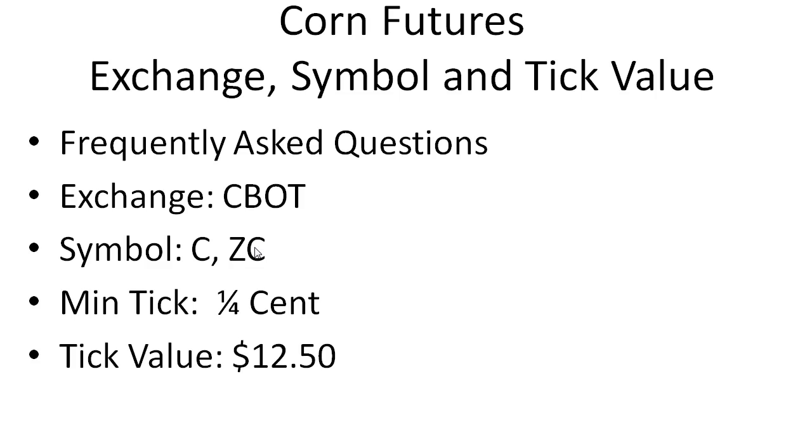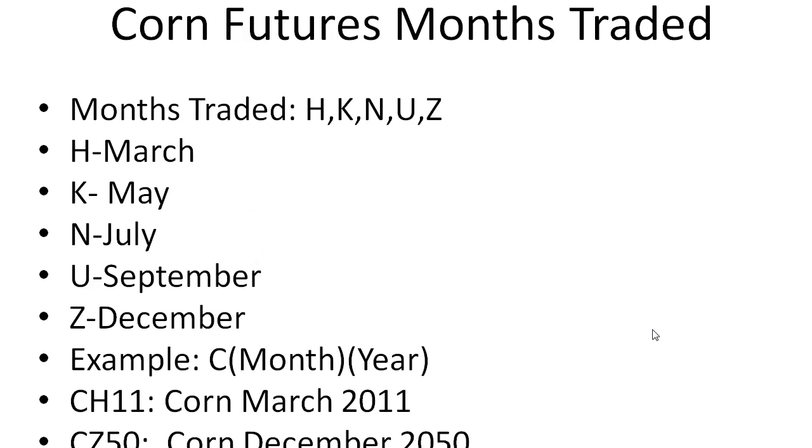All right. The minimum tick value, or the minimum tick move for one incremental tick. So the minimum tick move is 1/4 of a cent. Okay, one quarter of a penny. The tick value for each minimum tick, so for every single tick that it moves, is worth $12.50. Okay, now that we've covered the exchange, the symbol, the tick value, and the price for each tick, let's go through the months for corn futures.